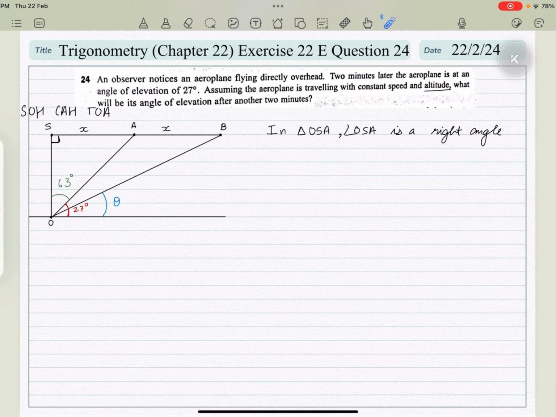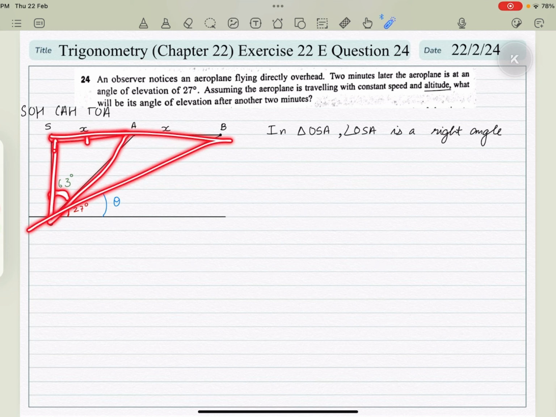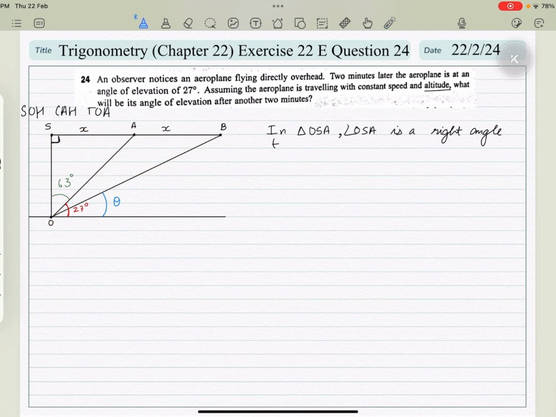In this triangle, if this is the theta angle, then this is the opposite, and the angle that is equal in this triangle and this triangle is this angle. So we're looking at opposite and adjacent, so we will use tan. We're going to say tan 63 degrees is equal to opposite, that is SA, upon adjacent, that is SO. That would give us x upon SO.